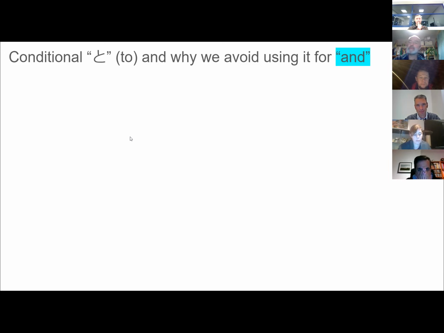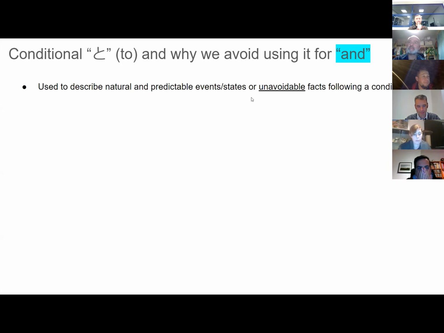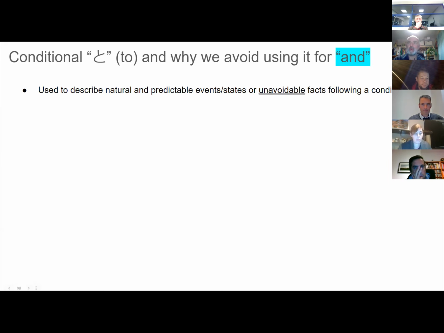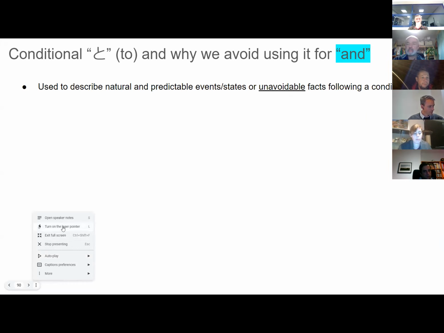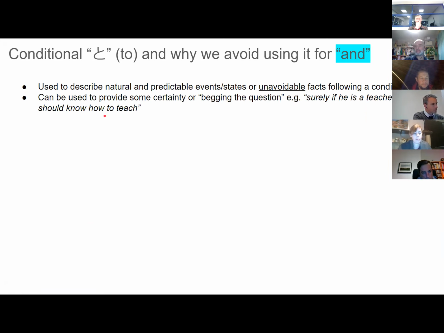So we can use to for counting things, but what we can't do is just use it as a kind of open conditional. We can use it for saying natural or predictable events, states, or unavoidable facts following a condition. We can use it to indicate some certainty, as if we're begging the question. For example, surely if he's a teacher, then he should know how to teach. So we could use it in this situation, but generally it's used for these three states.